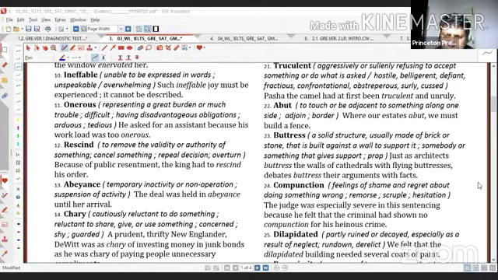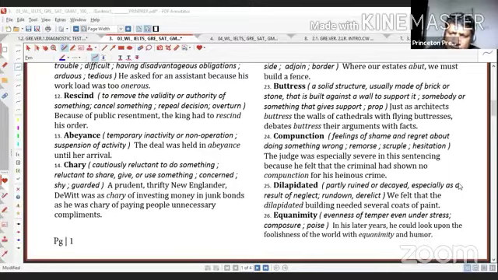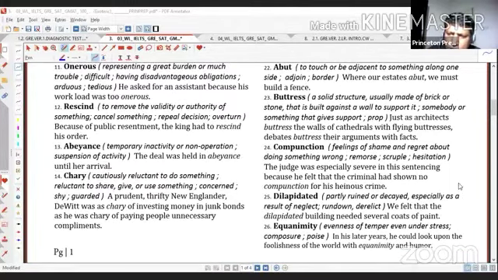Compunction. What's that? Compunction is when you feel remorse, a feeling of shame and regret about doing something wrong, remorse, scruple, and hesitation. The judge was especially severe in his sentencing because he felt that the criminal had shown no compunction for his heinous job. Heinous মানে কি, কেউ বলতে পারবেন? Anybody, heinous? কেউ জানেন আপনারা? Heinous মানে জঘন্য, খুবই খারাপ.